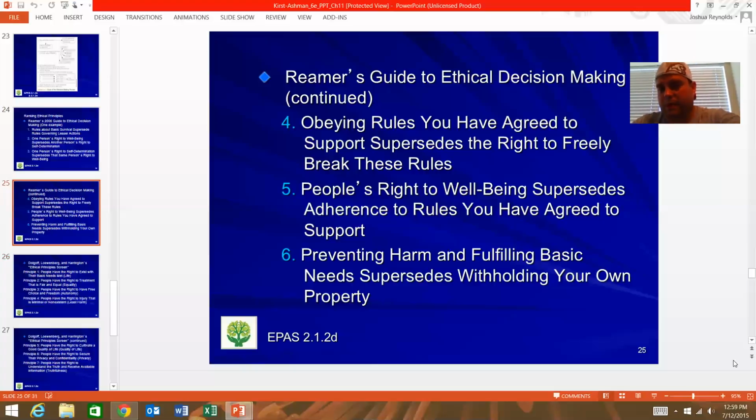People's right to well-being supersedes adherence to rules, even agreed upon rules, and so well-being again comes first. Preventing harm and fulfilling basic needs supersedes withholding property, resources, those types of things. That one's a little bit more sticky, so I'm just going to move on from it because that's a much longer conversation.